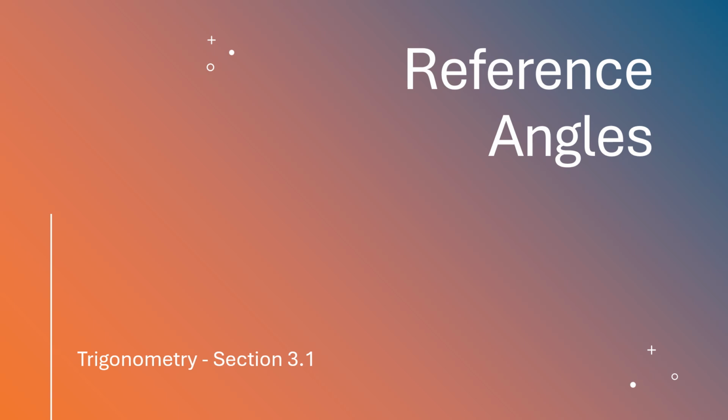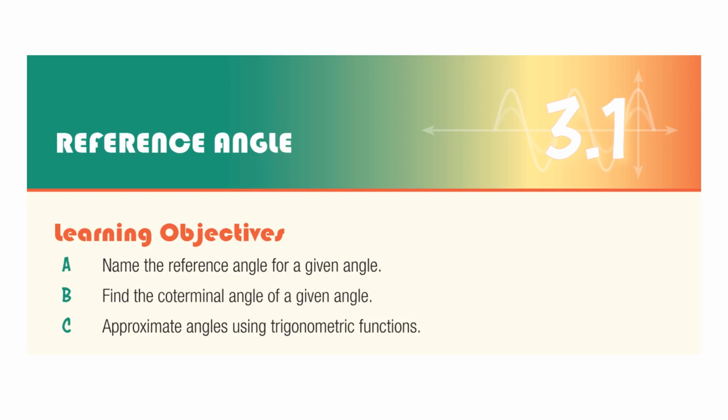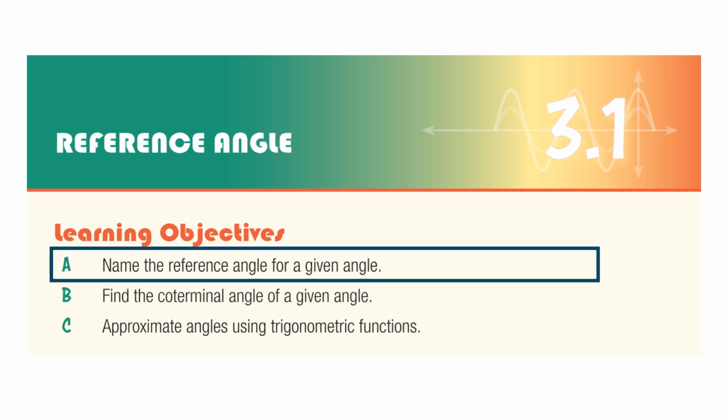Welcome to section 3.1, reference angles. This section has three objectives. The first learning objective, A, is name the reference angle for a given angle.